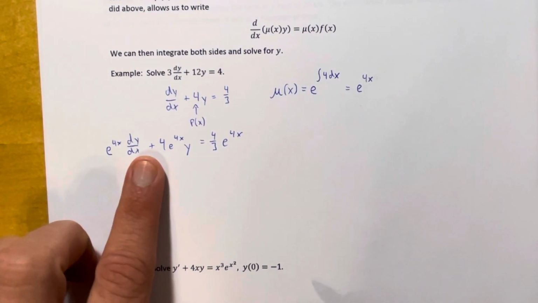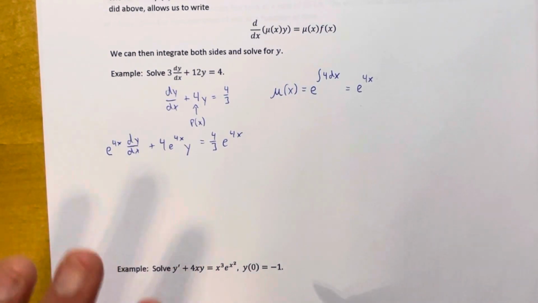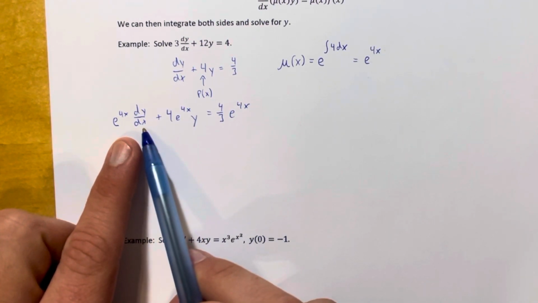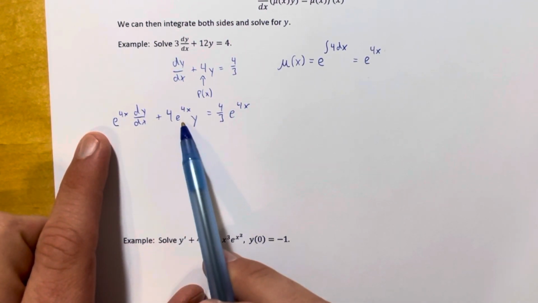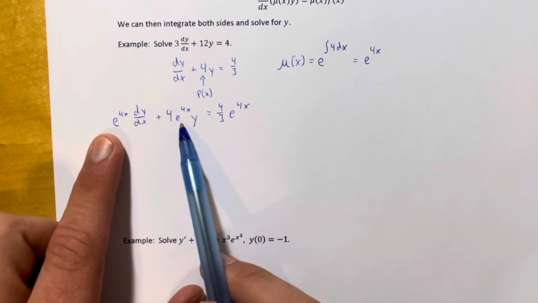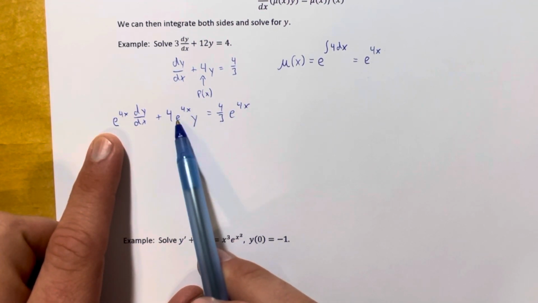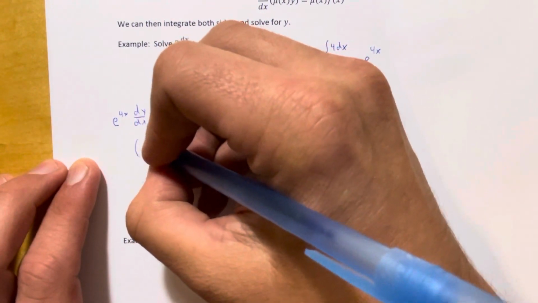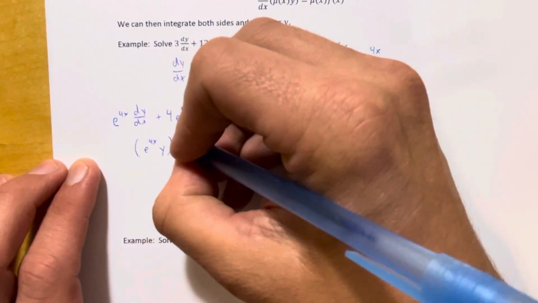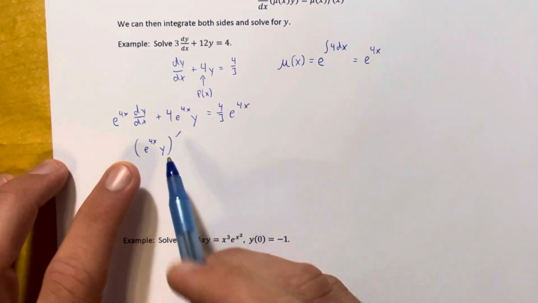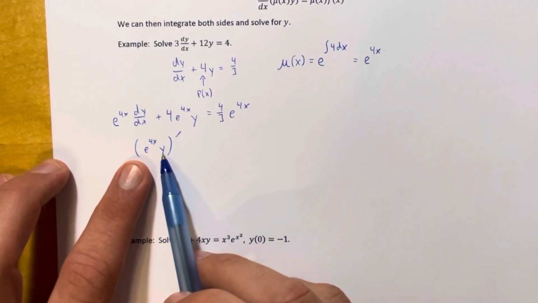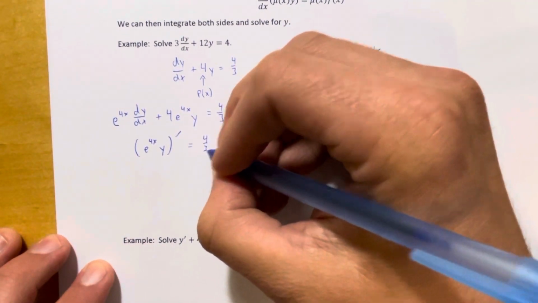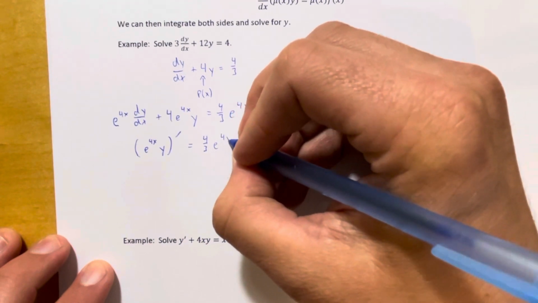And remember, the whole point of this was to make this left-hand side look like the result of the product rule. So I have y and its derivative here. I should be getting e to the 4x and its derivative here. And notice that's what I have. 4e to the 4x is the derivative of e to the 4x. So this left-hand side I can write as e to the 4x y prime, like that. Because if I took the derivative of this using the product rule, I would have ended up with this, okay? Is equal to 4/3 e to the 4x.